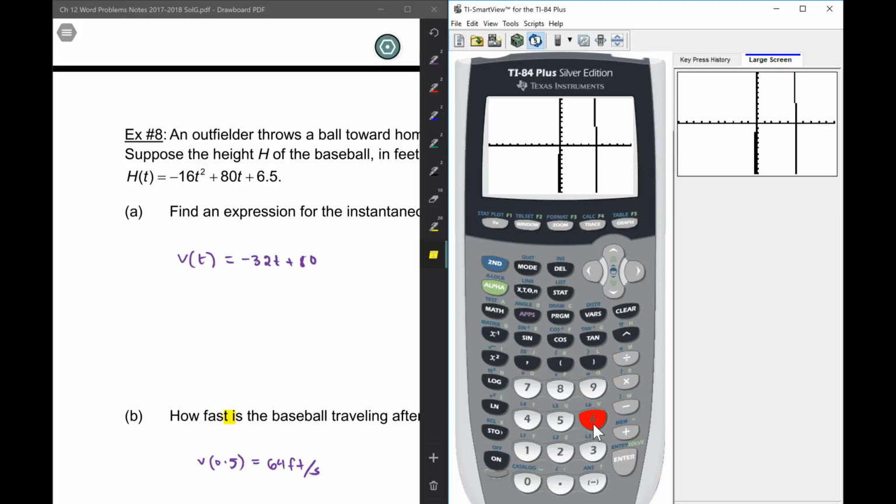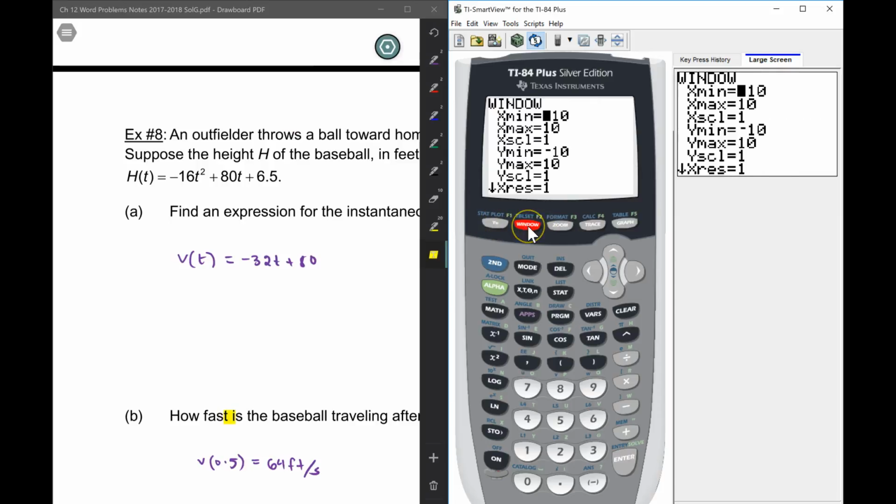It's t. So what's a good time frame for t? Do we need negative t? No, so we can go from 0 to 10 seconds. That should be good enough. Think about a baseball: you throw it, it's not going to take years and years to get back on the ground. So what about the y? The minimum is 0. What's a maximum height, do you think? 100 feet?